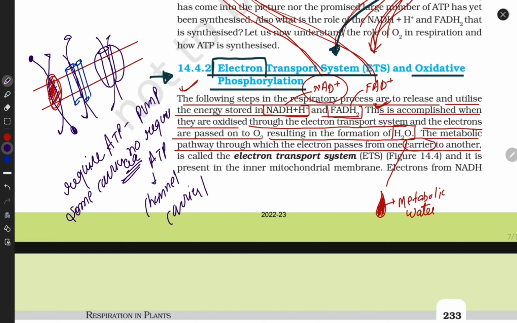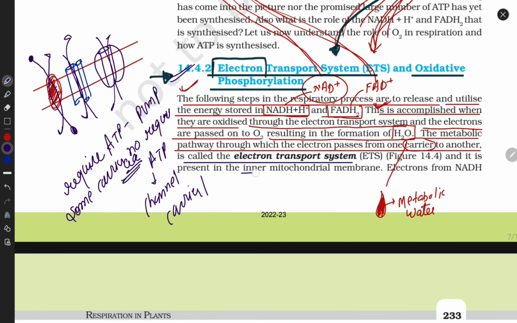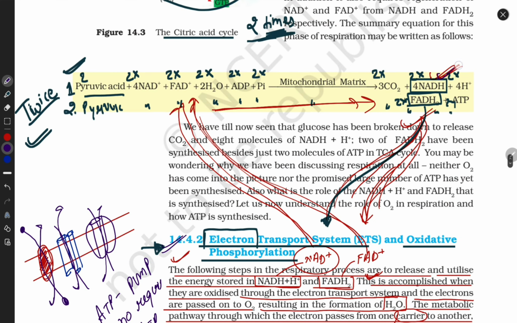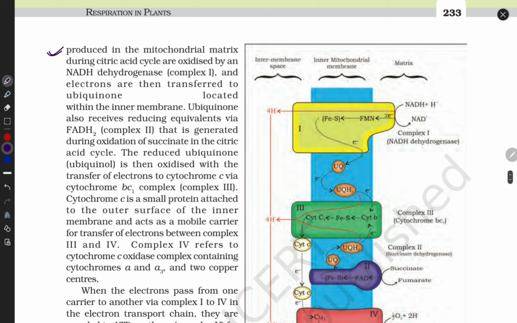So passing from one carrier to another is called the electron transport system. Let's start. Where does this process occur? In the inner mitochondrial membrane. We know this is the outer layer of mitochondria and this is the inner layer of mitochondria. This mechanism happens in the inner mitochondria. Electrons from NADH, produced in the mitochondrial matrix during the citric cycle, are oxidized by NADH dehydrogenase, a very important enzyme, and electrons are then transferred to the ubiquinone located within the inner membrane. Now you can understand better.